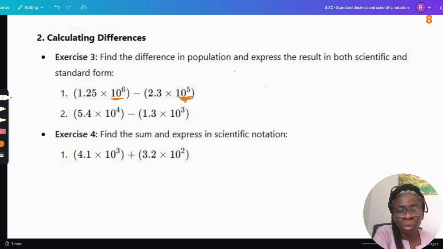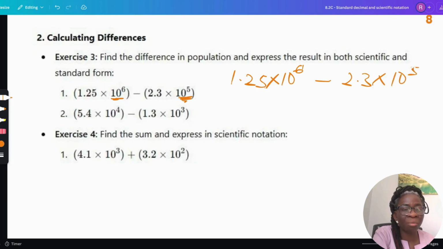I will solve just one. So we'll say 1.25 times 10 power 6, and then we have minus 2.3 times 10 power 5. So what we have to do is pick the biggest one. Let's make sure this one becomes power 6. So to express 2.3 times 10 power 5 in power 6, we have to increase this power.